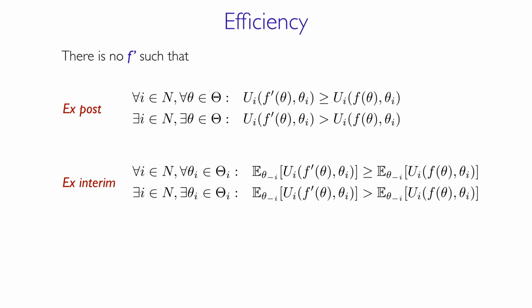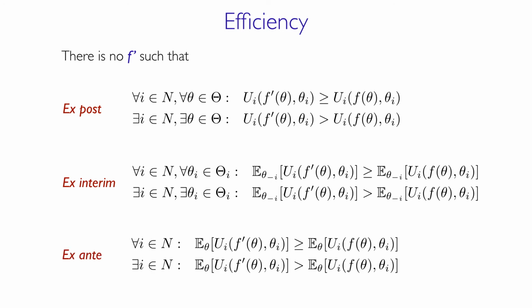A bit stronger notion of efficiency is ex interim efficiency. It requires that the lottery over the outcomes, in expectation over the types of the other players, is efficient. Finally, the strongest notion of efficiency is ex ante efficiency. It requires that the lottery over the outcomes, in expectation over the types of all the players, is Pareto efficient.